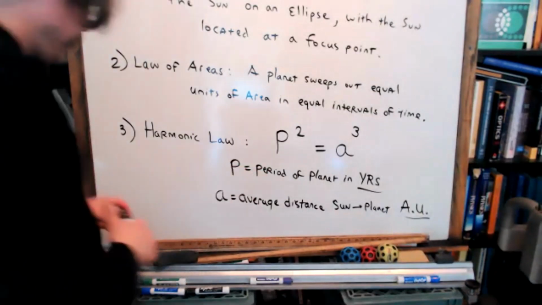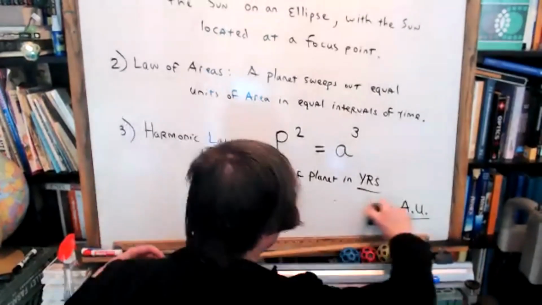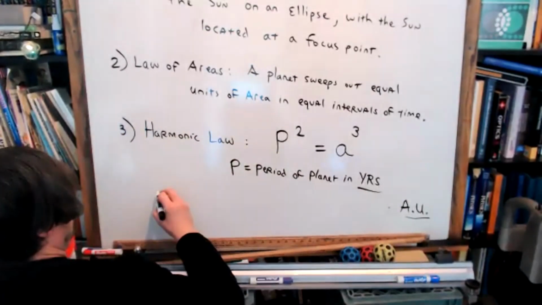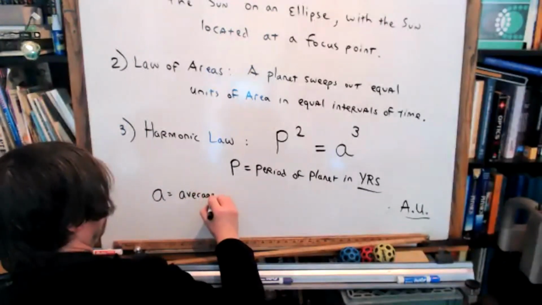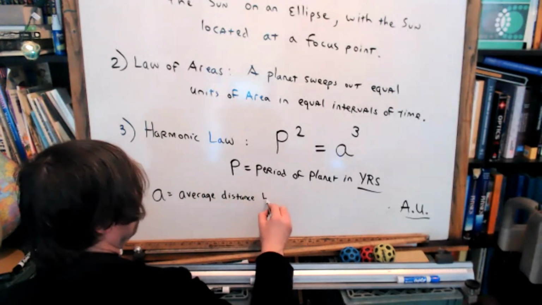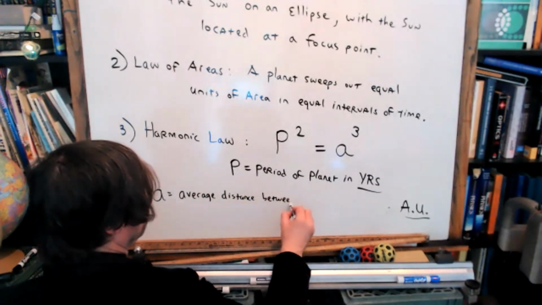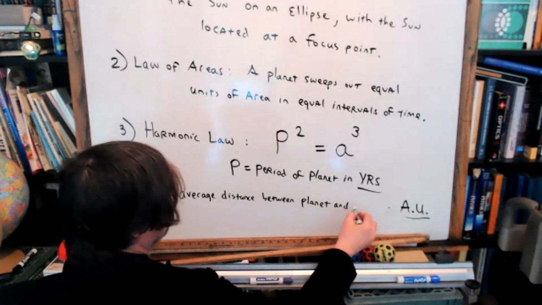I don't really like that. You know what? Later on, I'm going to ask you to read this, and you're not going to be able to say it away. Let's try that one more time. It's the average distance between the planet and the sun.